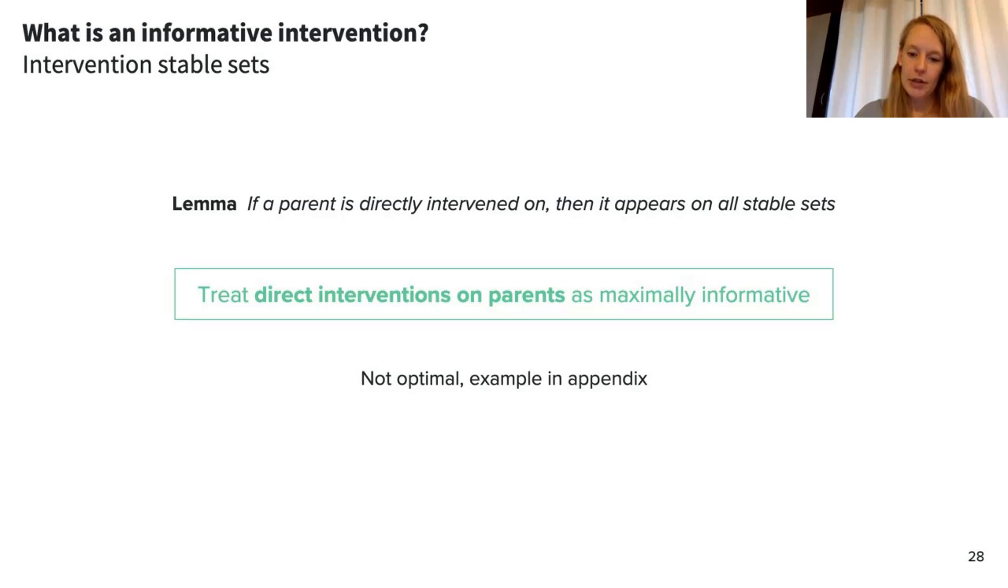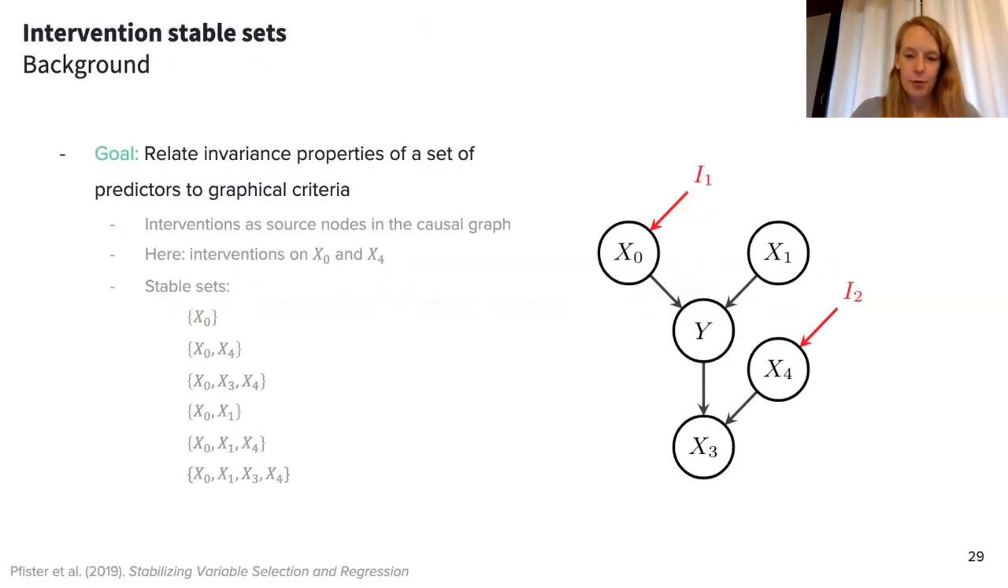Now let me quickly go back to our example and verify the statement I just made. I said if a parent is directly intervened on, then it appears in all stable sets. Indeed, in this graph we intervene on X0, and it's a causal parent of Y. When we look at the stable sets, we see that X0 appears in all of them. If those are exactly equivalent to the accepted sets in ICP, in the ideal case without estimation errors, then in the resulting intersection of these sets we would retrieve X0. But we would not retrieve X1 in this case, which is also a parent of Y.